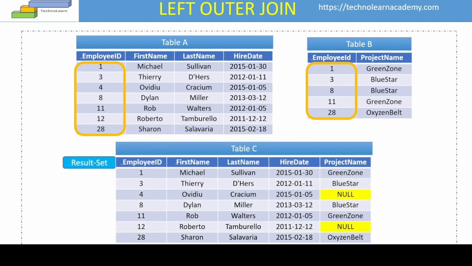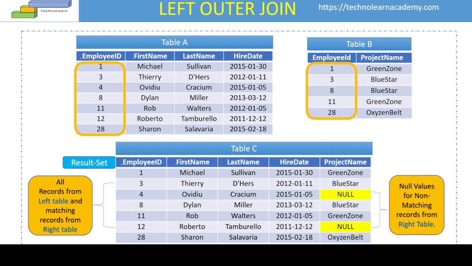And this is how our dataset will look. This dataset contains all records from table A and matching records from table B. And for all the non-matching records, it is shown as null. If we compare both tables, we can see that employee IDs 4 and 12 are not present in table B. That is the reason our record set shows null for the project name of 4 and 12. The rest of the employee IDs are available in table B. That's why our record set displays the project name from table B.